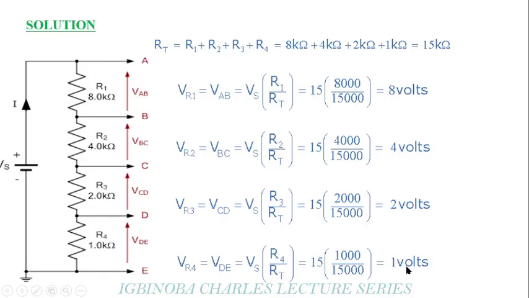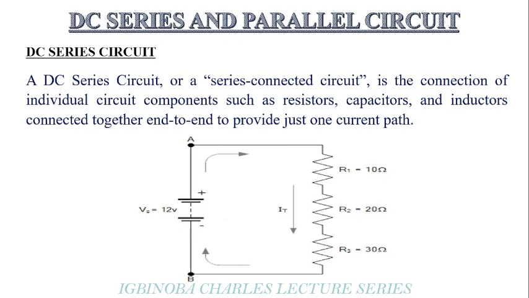So you notice here again that the resistance with the highest value has the highest voltage drop, which is equal to 8 volts. So take note of that very important information.